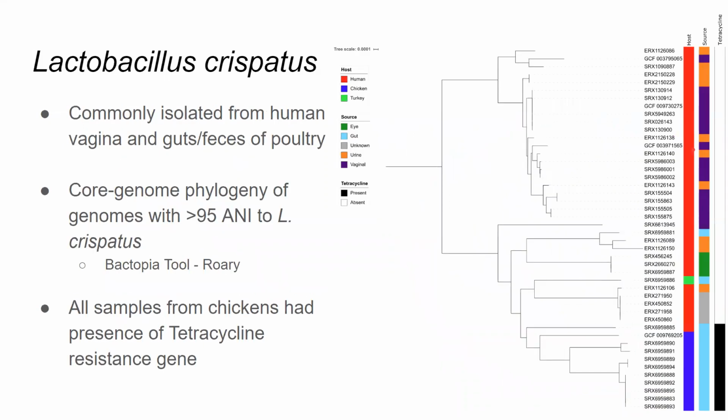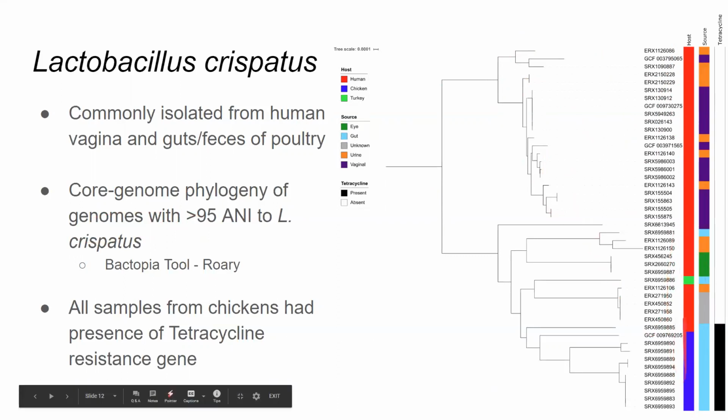Then we said, great, we got these Lactobacillus crispatus. Let's use the Roary tool to create a pangenome. Crispatus is commonly isolated from the human vagina and the guts and feces of poultry, and our pangenome recapitulates that. This clade here tends to be from human, and these tend to be poultry, and there are some human cases in there.